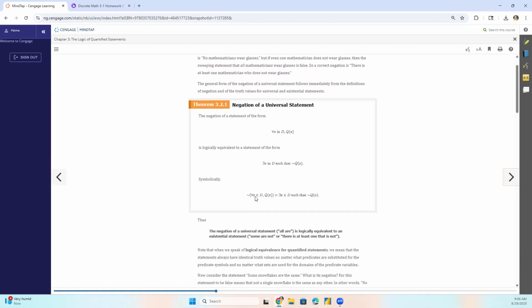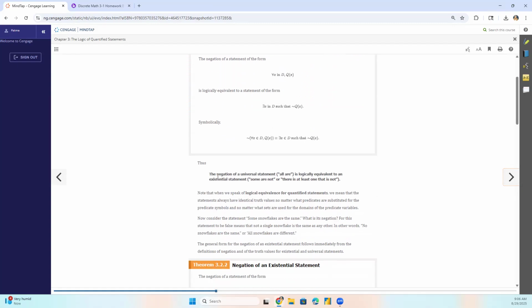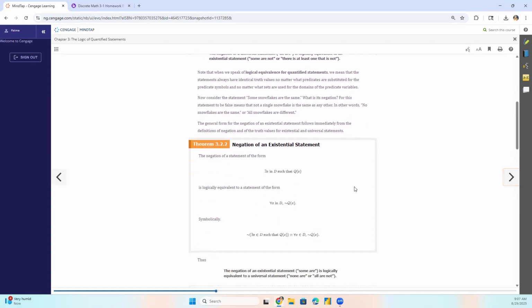Symbolically, this is the universal statement. When you want to negate it, the upside down A changes to this weird looking E, and Q of x changes to not Q of x. So the negation of a universal statement, which is "all," is equivalent to an existential statement, which is "some are not," or there's at least one that is not.